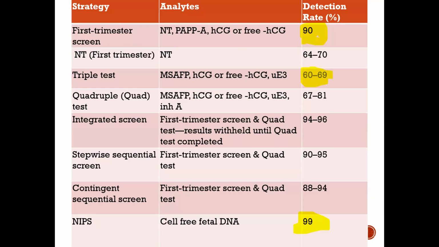And we can discuss the screening test according to the gestational age at which the patient is coming to us. Like if the patient is coming before 13 weeks 6 days, we can offer them first trimester combined screening. If they are coming after 15 weeks, we can recommend the quadruple marker test or NIPT.